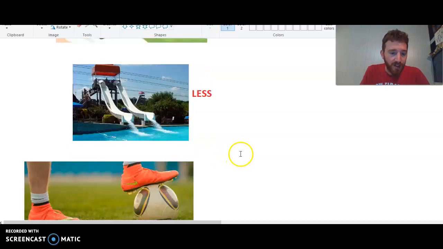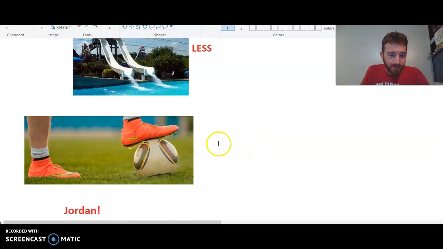Okay, a couple other examples having to do with sports. If you play soccer, you probably wear cleats, and those cleats help you increase the friction so you don't slip around when you're doing your moves and running around.